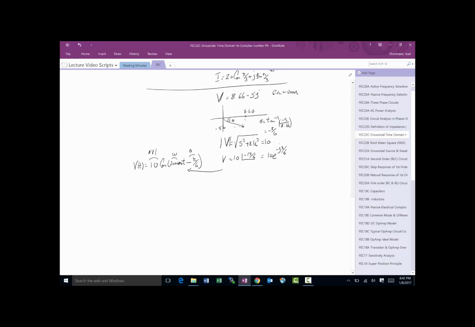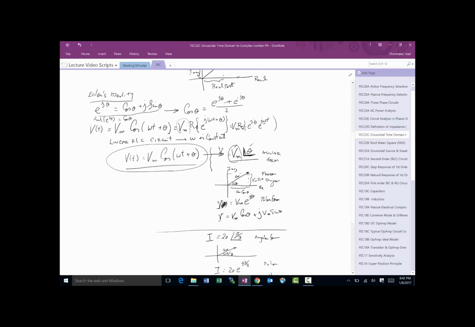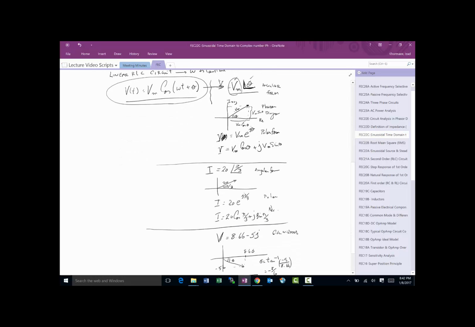And if you notice, omega was constant, so we just write it in a corner and we never carry it when we are working on this portion of phasors. So that brings us to the end of this conversion of a sinusoidal time domain source to a complex number in the phasor domain.